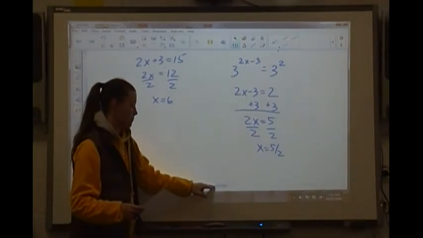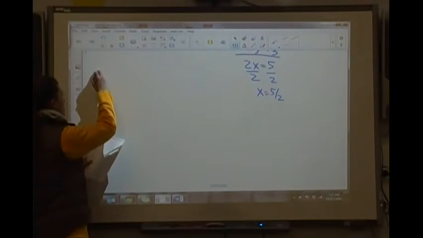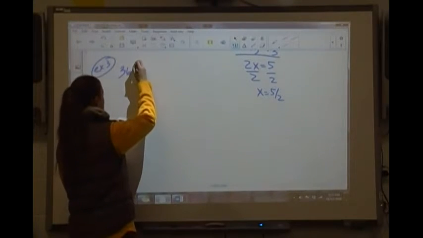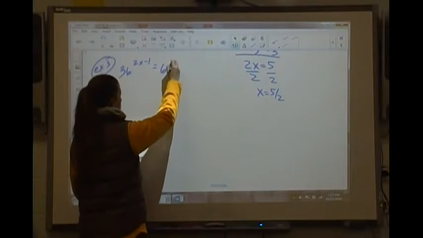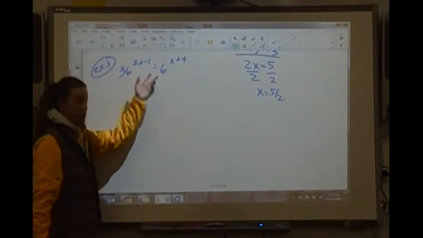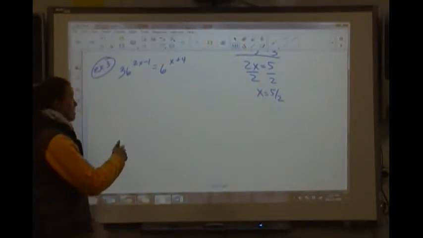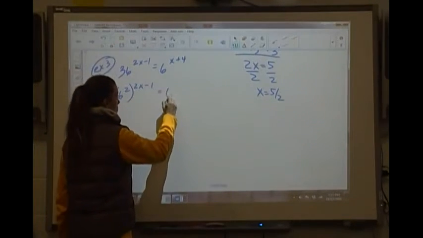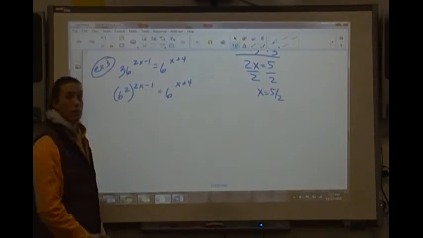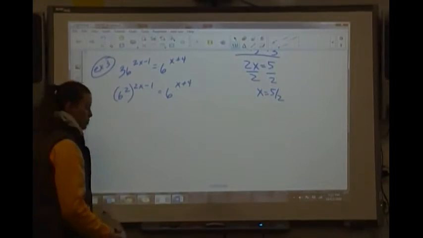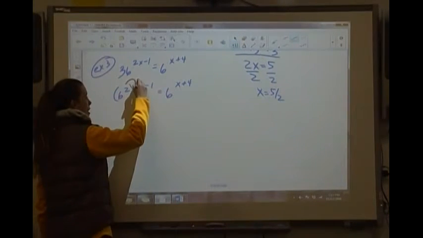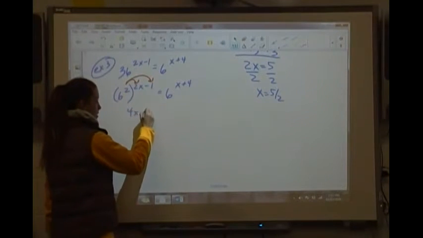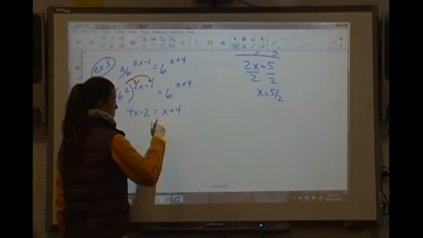All right, let's take a look at another one. So if I have one where I have 36 to the 2x minus 1 is equal to 6 to x plus 4. I have to change 36 into something so that it's the same base as 6. I'm going to change that to 6 squared, but that means that I'm raising a power to a power. So that means that I'm going to multiply 2 times both terms. Please keep in mind it's not just the x, but the 1 as well. So now I have an equation I can solve for x minus 2 is equal to x plus 4.